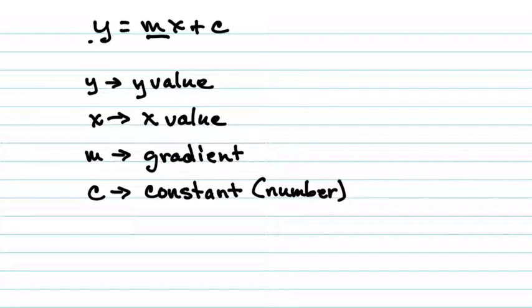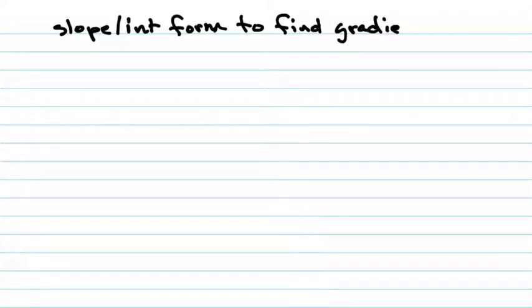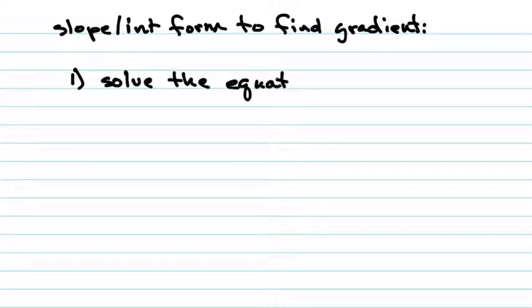So let's talk about the steps for using the slope-intercept form to find the gradient, or change, or slope. First, write it down, then I'll show you what it means. Don't panic. First, solve the equation for y.